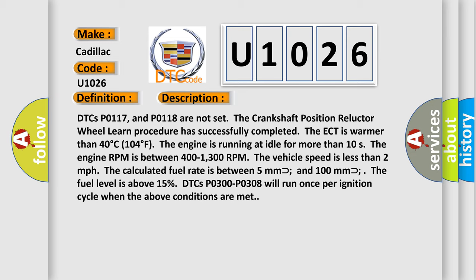DTCs P0117 and P0118 are not set. The crankshaft position reluctor wheel learn procedure has successfully completed. The ECT is warmer than 40 degrees Celsius, 104 degrees Fahrenheit. The engine is running at idle for more than 10 s. The engine RPM is between 400-1300 RPM. The vehicle speed is less than 2 miles per hour. The calculated fuel rate is between 5 millimeters and 100 millimeters. The fuel level is above 15%. DTCs P0300, P0308 will run once per ignition cycle when the above conditions are met.